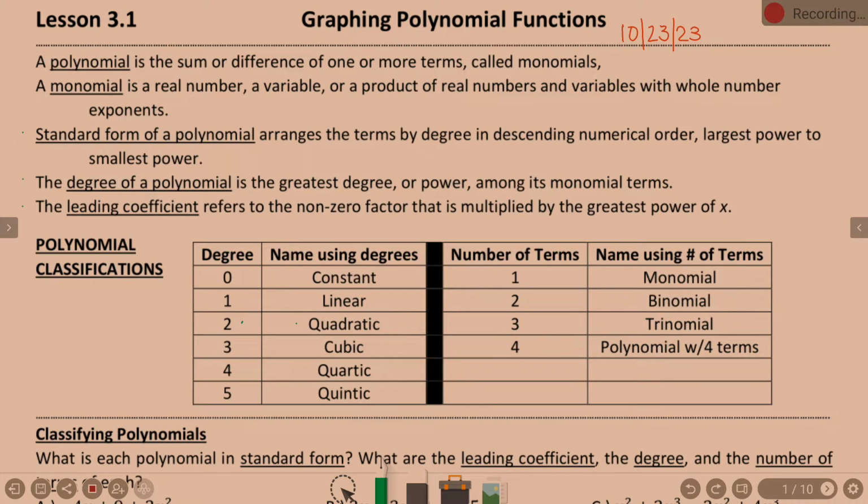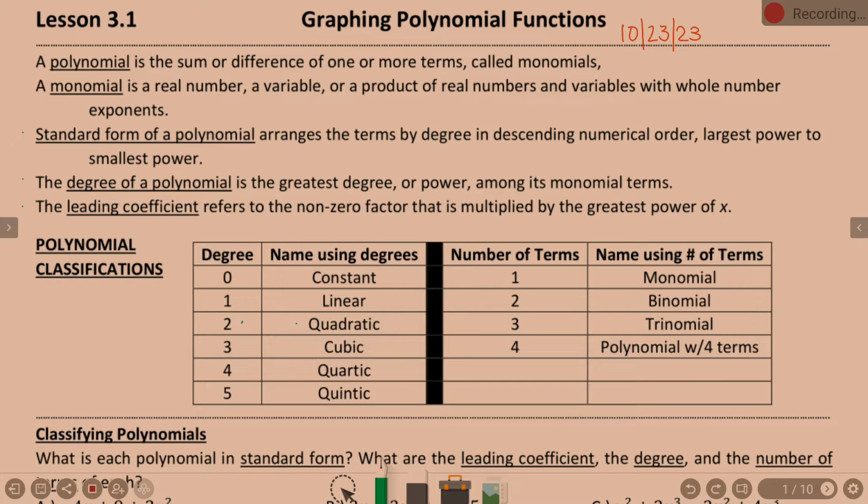We're also going to name them based on the number of terms. If you've got one term, nothing added or subtracted, just one single term, it's a monomial. Binomial is 2 things added together. Think bicycle, right? The bicycle is 2 terms added together, a binomial. Then a trinomial is 3 terms added together. And past 3, we don't have specific names. So a polynomial with 4 terms, we don't have a specific name there.